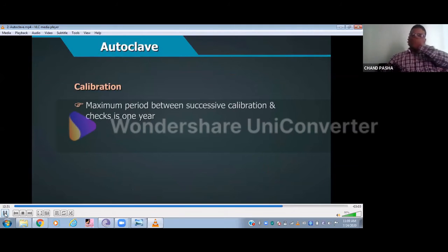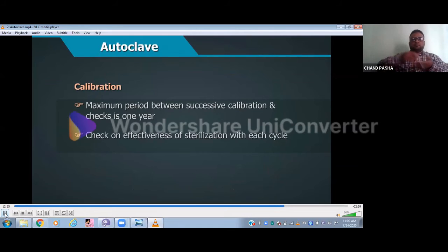Calibration. Maximum period between successive calibration and checks should be 1 year. Check on effectiveness of sterilization with each cycle.